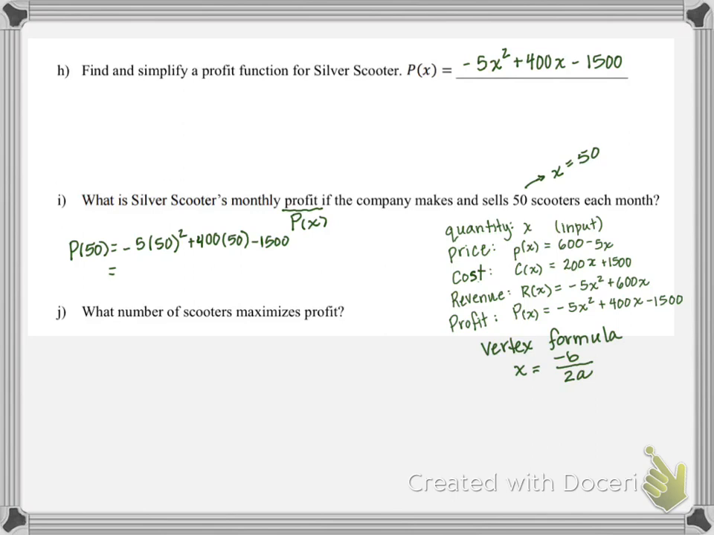I don't remember that one. You guys get to help me out. 6,000. Thank you. So the profit for 50 scooters is $6,000.